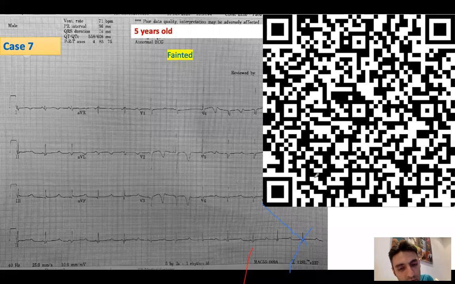This is a 5 years old who fainted while swimming. It's a real story, and there is significant family history of fainting.